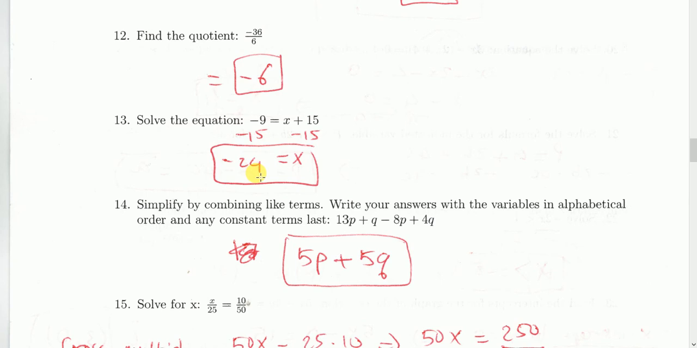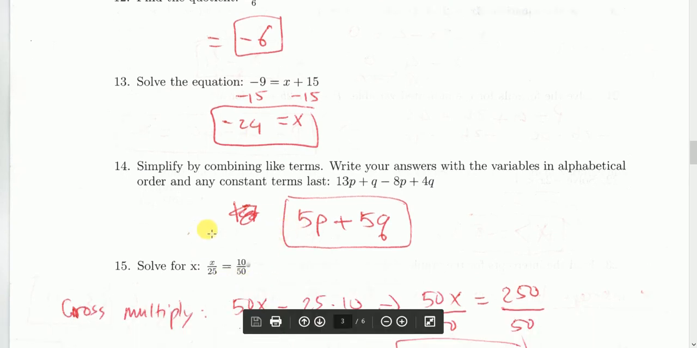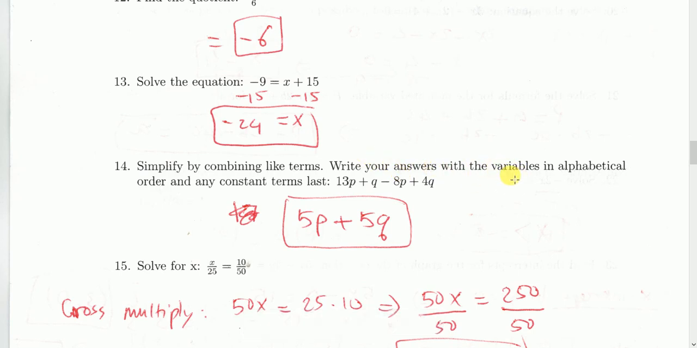Okay. Next question. Simplify by combining the like terms. You want to write your answer with the variables in alphabetical order. Now we have p and q. So let's combine the like terms together. First, take a look at the p term. 13p and then minus 8p.